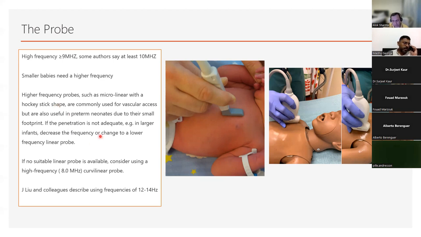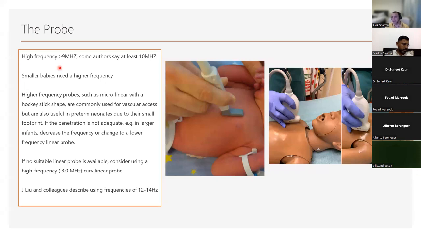Now, I've sent you an article. I'll send you two more, all of which are very good. But most of the work that's been published on this has been done by Dr. Liu and Dr. Kuripa. And really, what we talk about is that for all babies, we tend to use high frequency probes. Naturally, the reason for that is the lungs are very superficial. We're going to look at a very superficial region of the baby's chest to try and get a good quality image.